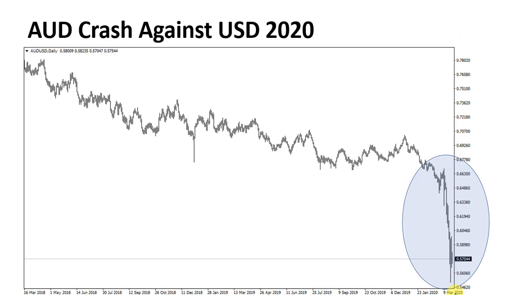This is the Australian dollar against the US dollar. We have seen that this currency, the Australian dollar, is in a downtrend since 2018 against the US dollar due to the economic conditions over there. However, in 2020, you can see a rapid acceleration downwards for this currency. Also one direction.